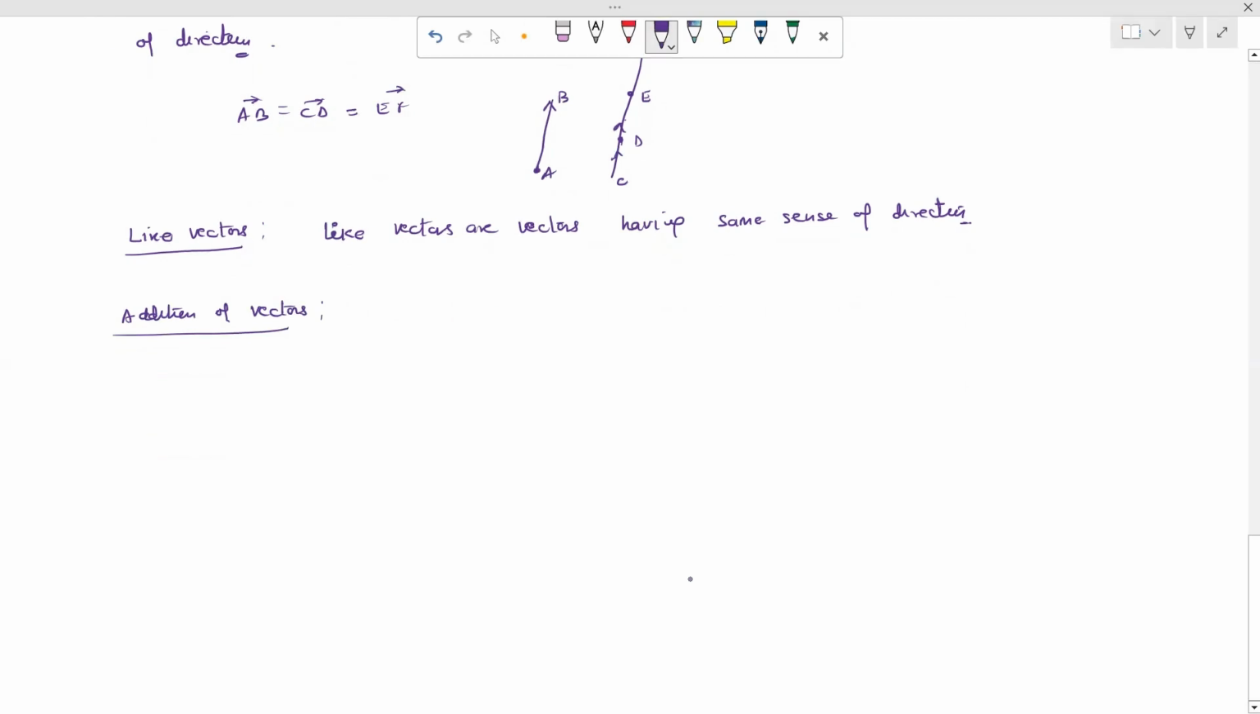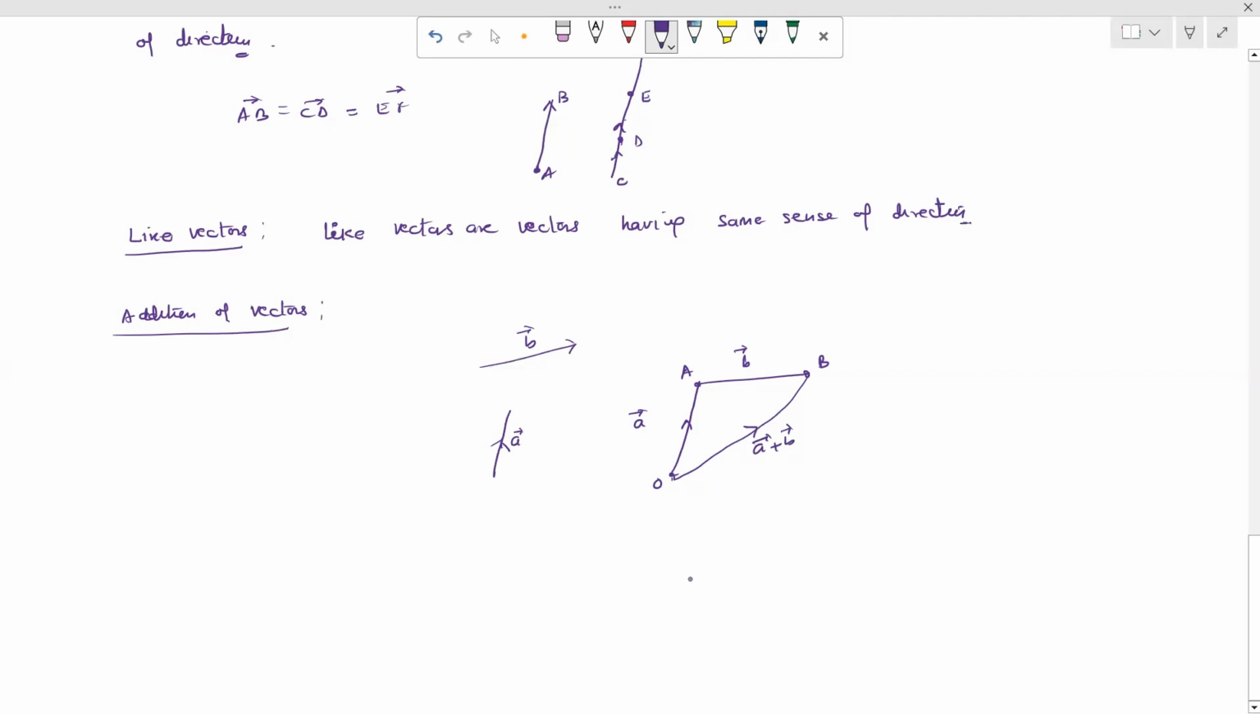So for addition of vectors, suppose this is vector B, and here we have vector A. When we add these two vectors, we take this as OA and B. This is vector A, so the direction of this is vector A. Now this is vector B, and when we add OA, this is our OB, the direction of OB from O to B. So that will be A plus B, our addition of vectors.